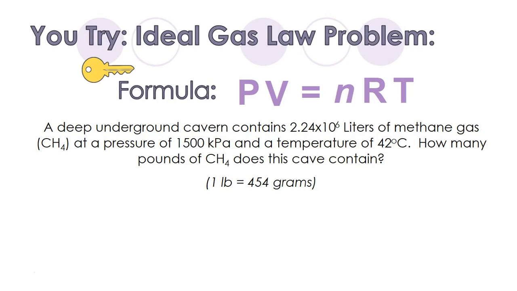Lastly, try this problem. This is our ideal gas problem and it is a big problem, so please pause the video and figure it out. A deep underground cavern has 2.24 times 10 to the 6 liters of methane gas and has a pressure of 1500 kilopascals and a temperature of 42 degrees Celsius. So we want to figure out how many pounds of methane the cavern contains. Don't forget our conversion, 1 pound equals 454 grams. Hopefully when you calculated and did a whole bunch of conversions, you can see that the number of pounds we're going to get is 4.5 times 10 to the 7 pounds of methane.